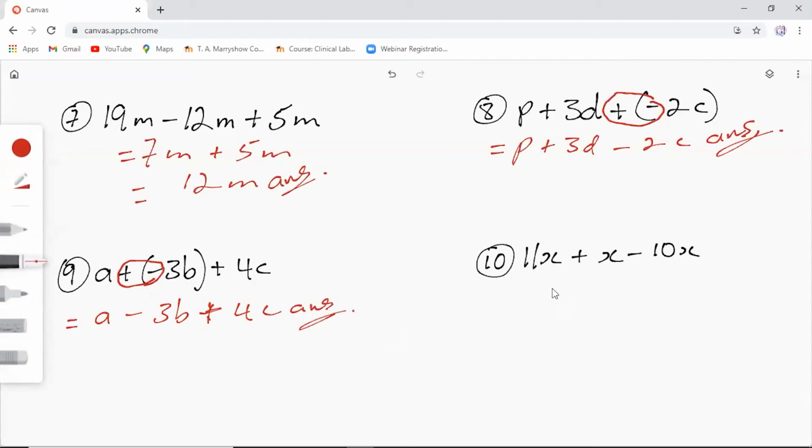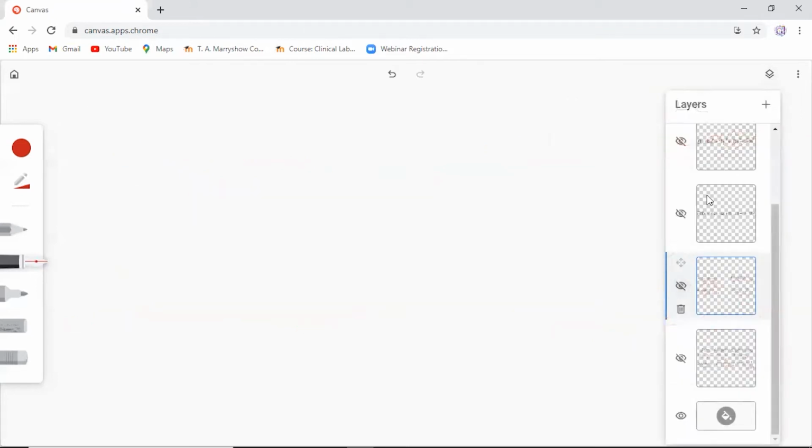Good. Number 10, we have 11x plus x minus 10x. All three of them are like terms, so we say 11x plus x is 12x, minus 10x. 12x minus 10x. Okay, 12 minus 10 is 2, so that's 2x. Okay, our answer is 2x. Okay, very well. Let's move a step further.